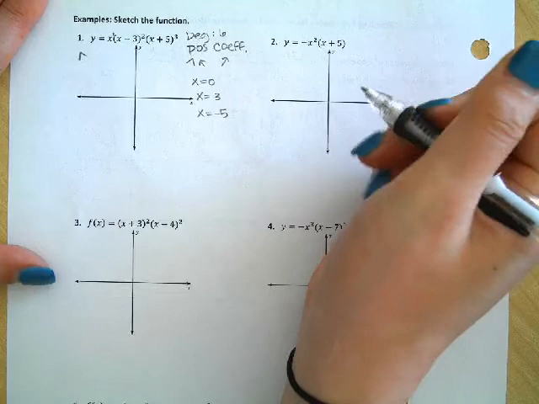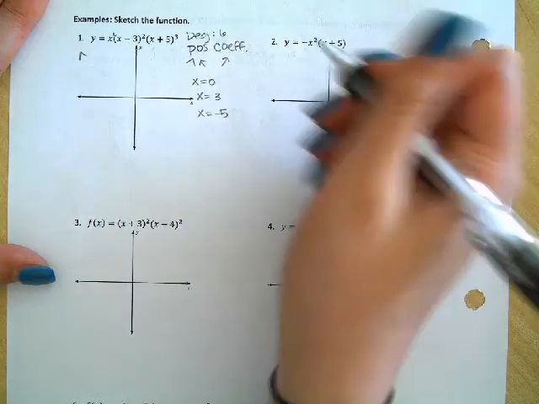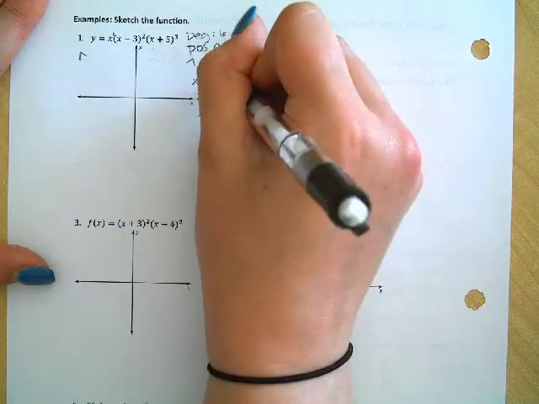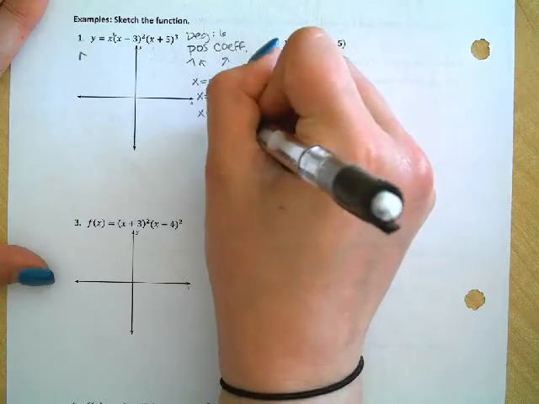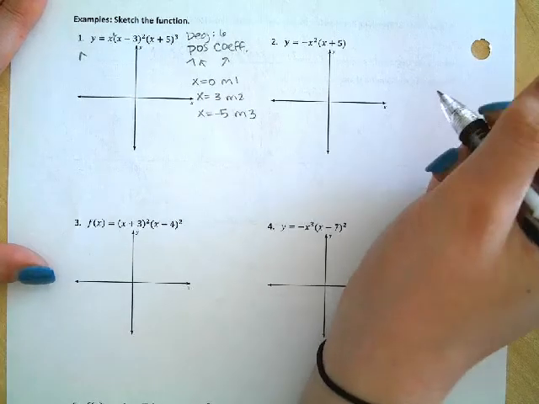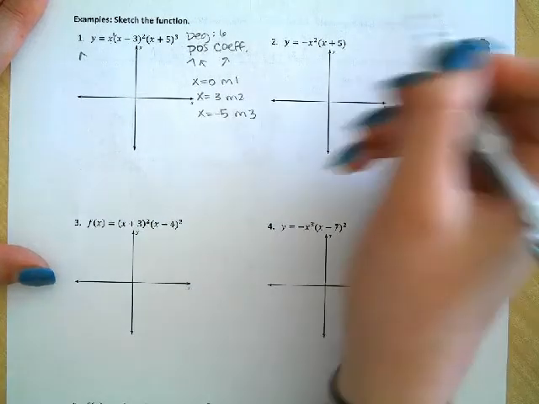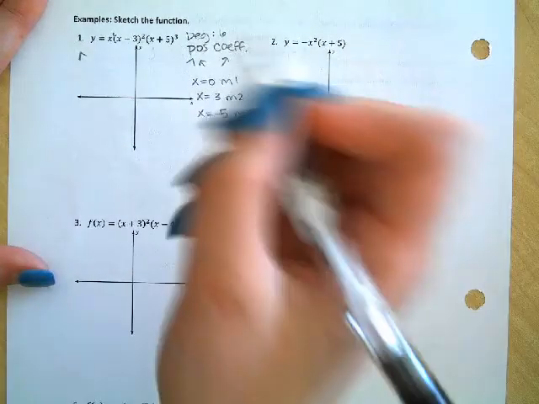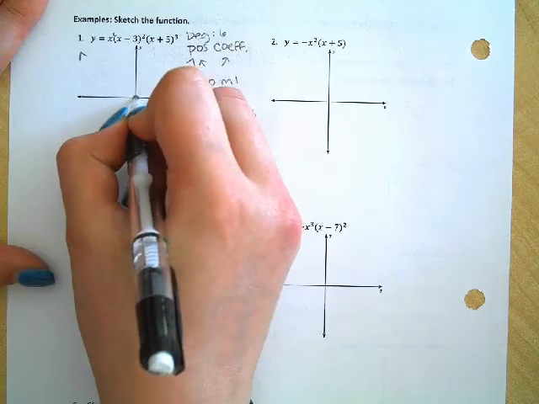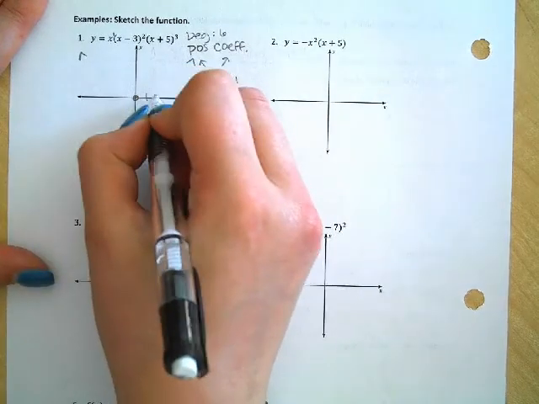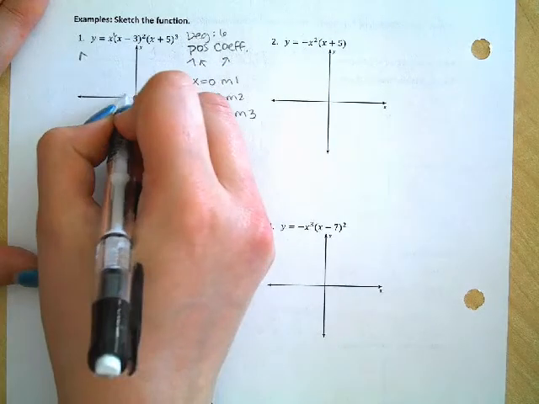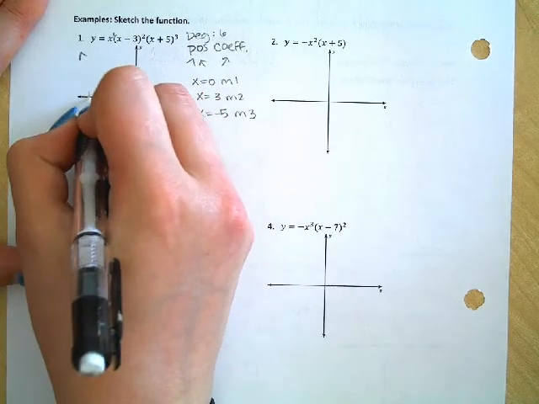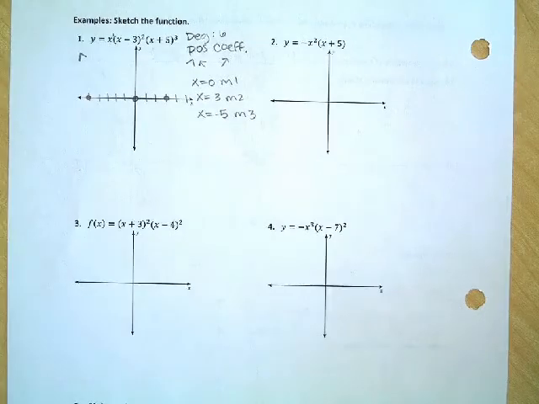And I figure out what the multiplicity is for each one of those. So multiplicity of 1, multiplicity of 2, multiplicity of 3. And then what I do is I draw those x-intercepts on my paper. So I have an x-intercept of 0, an x-intercept of 3, and -5.